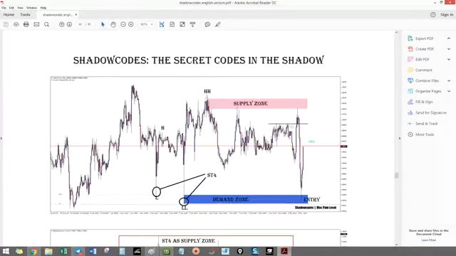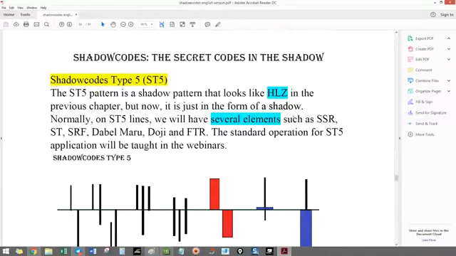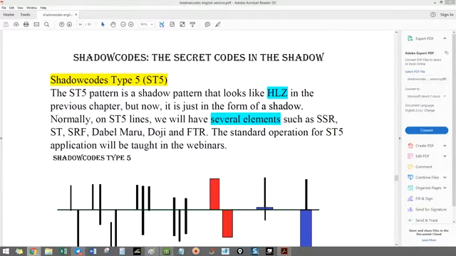So we already learned ST4. So now we're going to ST5. Okay, Shadowcodes type 5. So I will start right now.